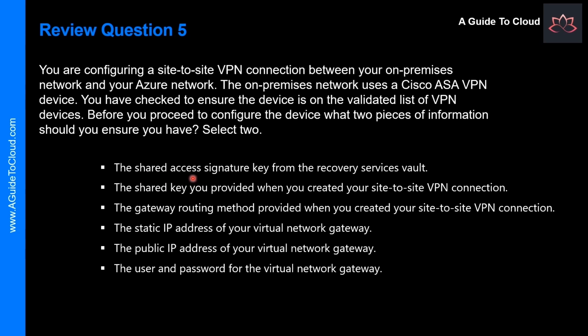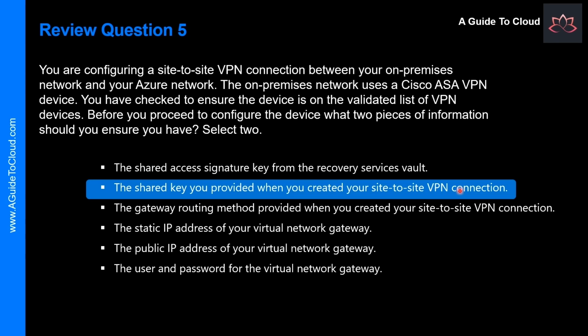Is it the shared access signature key for the recovery services vault? Definitely not. That is for DR and backup. Is it the shared key you provided when you created the site-to-site VPN connection? Absolutely correct. So you need to have the shared key you provided when you created the site-to-site VPN connection. So what is the next answer? Is it the gateway routing method provided when you created the site-to-site connection? Definitely not.